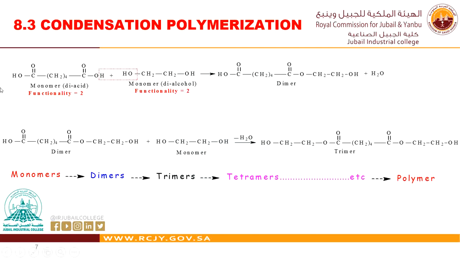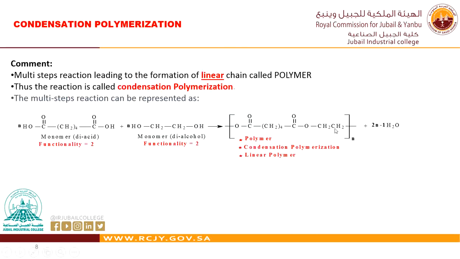So in summary, if functionality is equal to 2 plus functionality is equal to 2, you end up with what? A polymer. So the reaction will continue until it becomes a long chain. So basically, what we have at the end is a multi-step reaction leading to the formation of a linear chain called a polymer. And because a polymer is formed, we call the reaction condensation polymerization. Where a polymer is not formed, we say it is a condensation reaction.